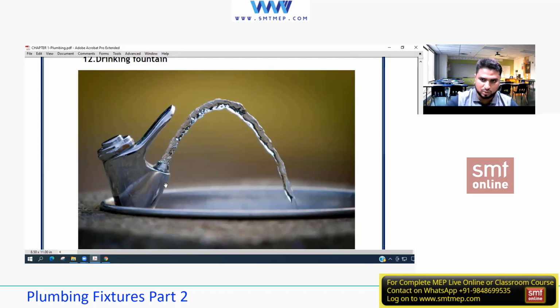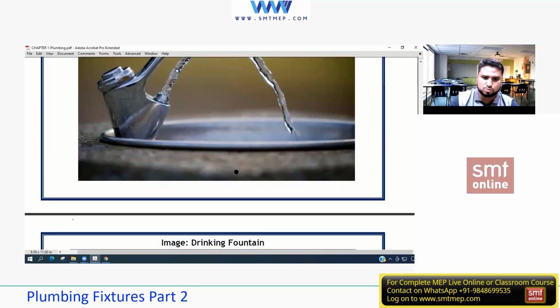Getting my point? That is why we are going step by step and seeing this plumbing picture: what each one demands, where it can be used, and what purpose it fulfills. Next is the cooling tower.